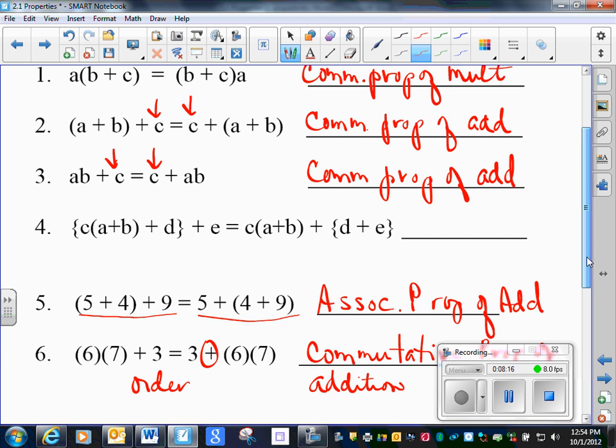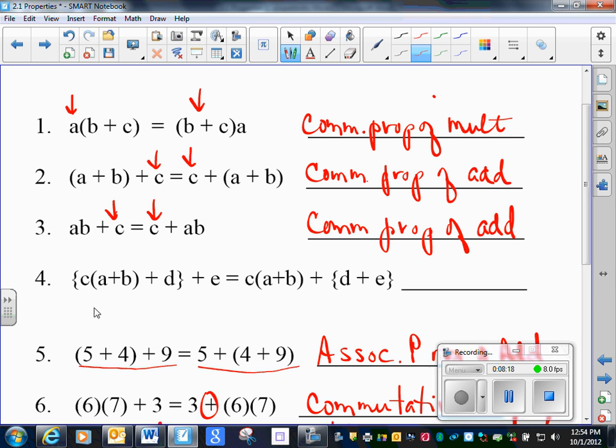Now, I haven't used any associative properties. I wonder if I do here. Let's see. This one looks complicated. But again, this is my first term on this side of the equal sign. On this side of the equal sign, what changed? I don't have the same grouping. Over here, I grouped C times A plus B, adding D. And over here, I grouped the D and the E to start the process with addition. So this indeed is the associative property, and it's of addition.